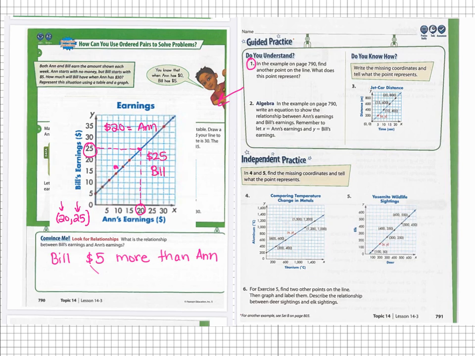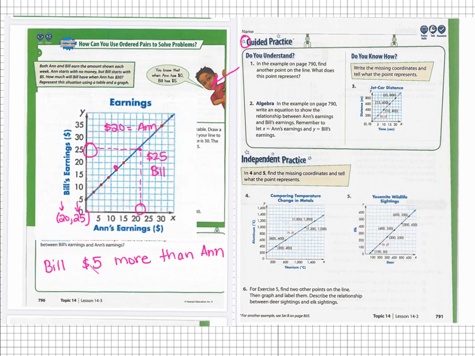Now, maybe you plot your own point and figure out what it represents. So go ahead and plot your own point, and then pause the video, and then do what I just did in your notes. In my notes, I'm going to write for mine: $20 equals Ann, and $25 equals Bill. What did you write?